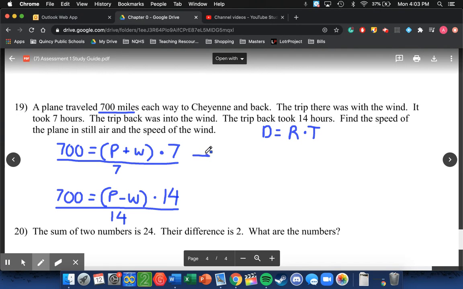So here, what I'm learning is that the rate of the plane plus the wind is 100 miles per hour, right? Distance divided by time would be rate. What I'm learning here is that the speed of the plane minus the speed of the wind is going to be 50, right? 50 times 10 would be 500. 50 times 4 would be 200. That's 700.